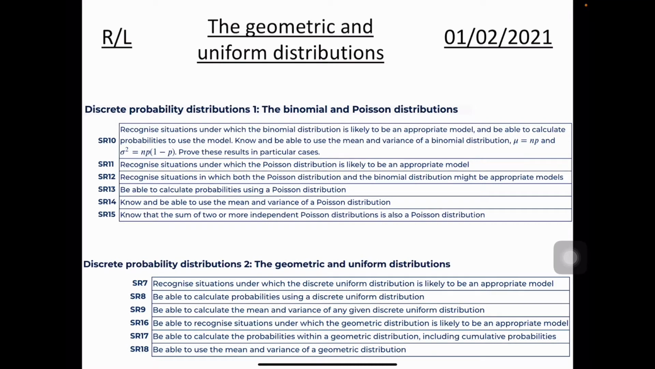Welcome to another lesson. The title is The Geometric and Uniform Distributions. Of course, last week we completed the binomial and Poisson distributions subtopic, and today we will continue talking about the geometric distribution before moving on to the uniform distribution.